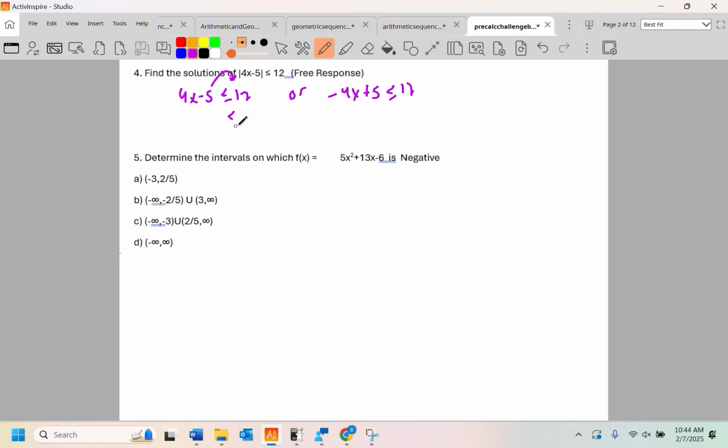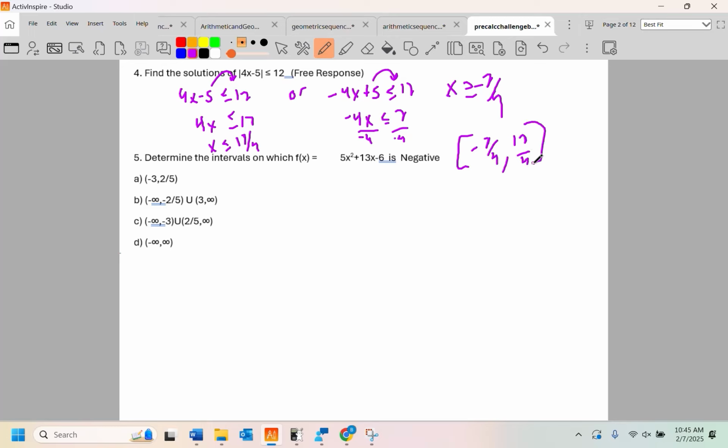If we add 5, we're at 17. Divide by 4, x is less than or equal to 17 quarters. Subtract 5, we'll have a 7. Divide out the negativity, which means we flip the inequality sign. X is greater than negative 7 quarters. So those are valid answers. If it was an interval, it would look like this: negative 7 quarters, comma, 17 quarters, all with brackets on both sides.